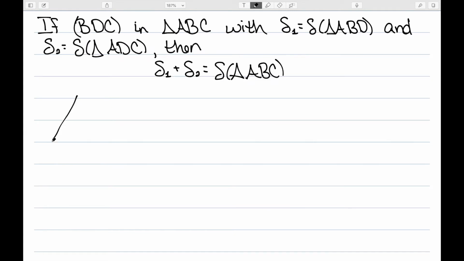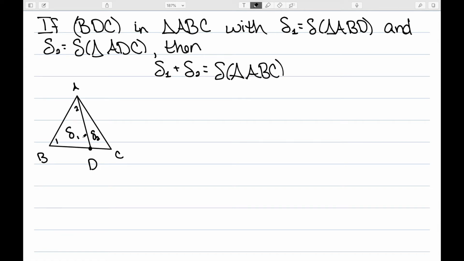My first theorem about this: if we have that B-D-C in triangle ABC, so I have my triangle here with vertices A, B, C, and D is any point on this segment BC, and we're going to let delta 1 be the defect in triangle ABD, delta 2 be the defect in triangle ADC, then adding up these defects gives me the defect of the larger triangle. So defects are additive, just like excess was additive.